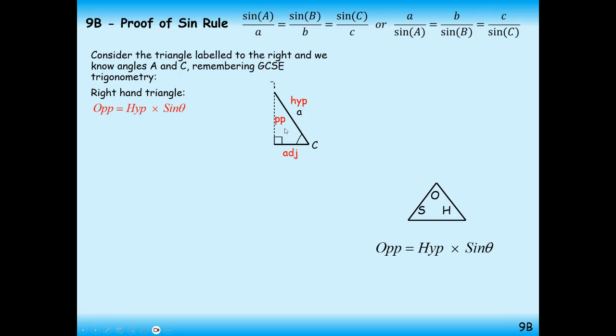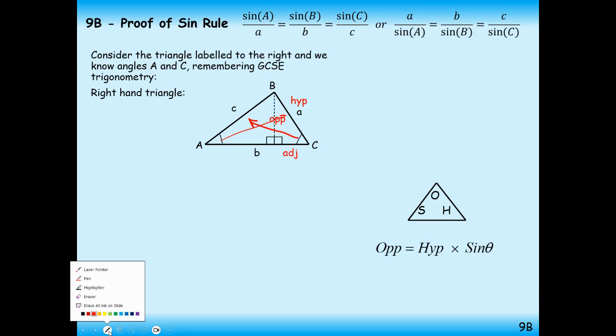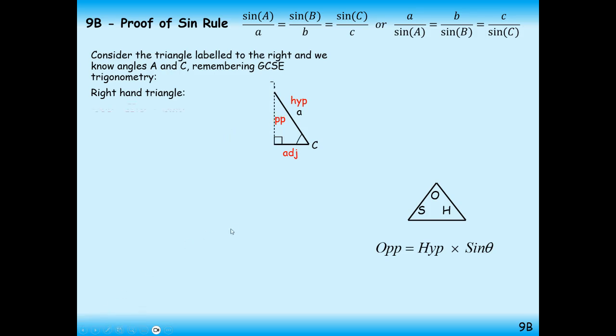One way to think about it, hypotenuse is a, and sine, remember labeling our original triangle, let's go back, our original triangle has little c opposite capital C, capital A opposite small a, and so on and so forth. So remember how you label the scalene triangle there. So we're going to use a as our hypotenuse, and sine C is sine of this angle here. So that's one way of figuring out the opposite.